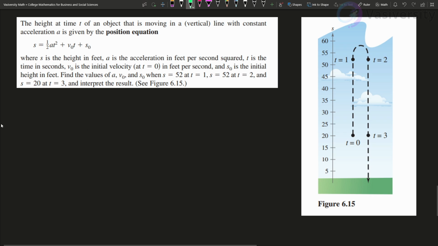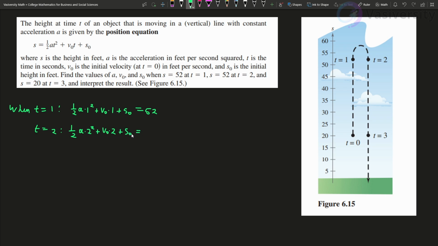So essentially, we're going to write down everything that we have. So when t is equal to 1, what do we got? We got 1/2 a times 1 squared plus v naught times 1 plus s naught is equal to 52. Okay, when t is equal to 2 seconds, we're going to have 1/2 a times 2 squared plus v naught times 2 plus s naught is also equal to 52. When t is equal to 3, we're going to have 1/2 a times 3 squared plus v naught times 3 plus s naught is equal to 20.